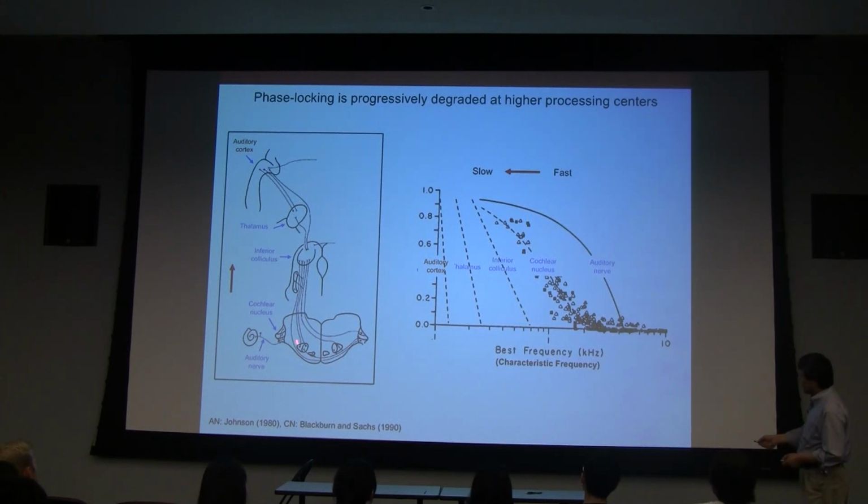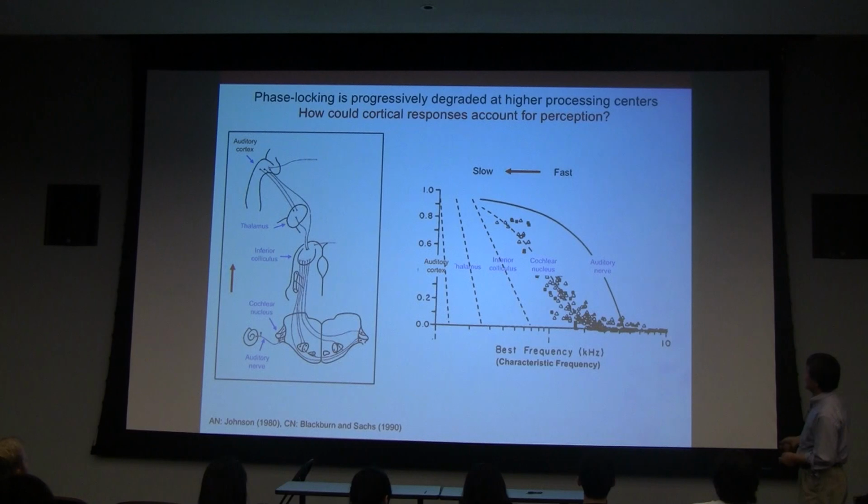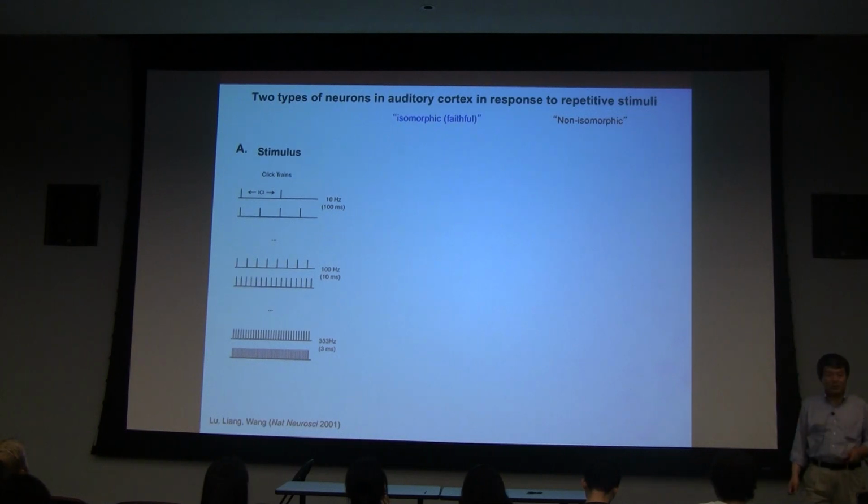We said earlier that phase locking is important, but now I'm telling you that in the cortex, phase locking is really limited to 100 hertz. Okay. So how could a cortical response account for perception now? Here's an experiment we did a number of years ago, using the stimuli I gave you to do your homework. So now you know why I gave you that homework. This is the stimulus you played with earlier, the click train. You will still remember this, right?